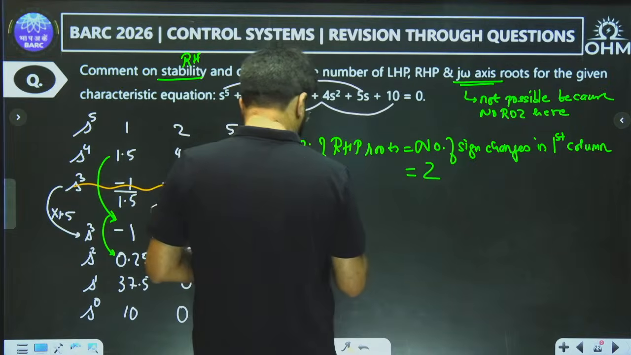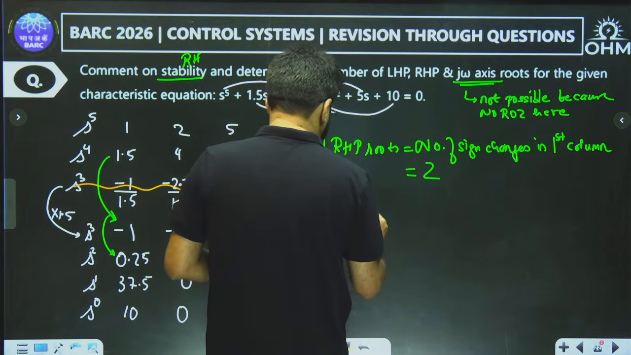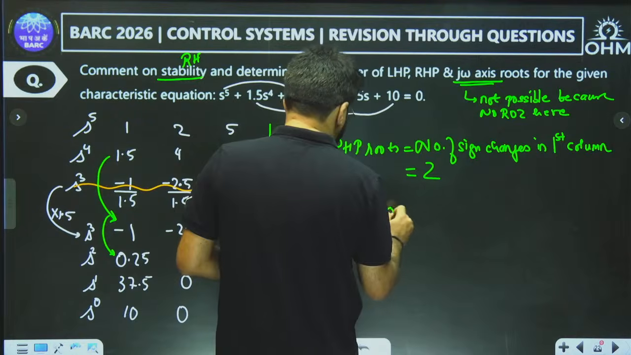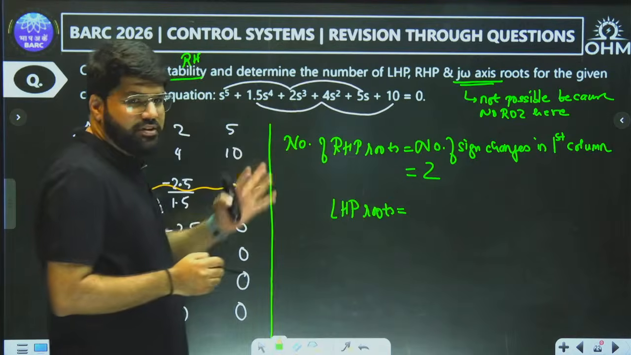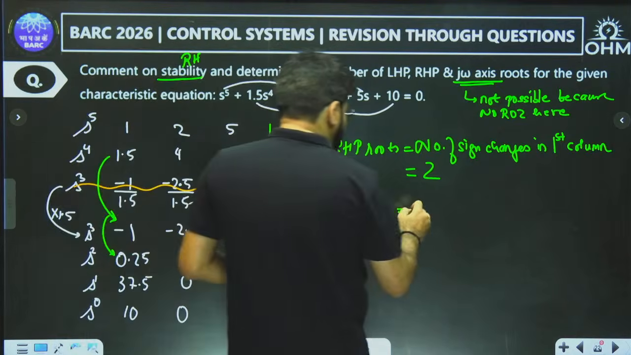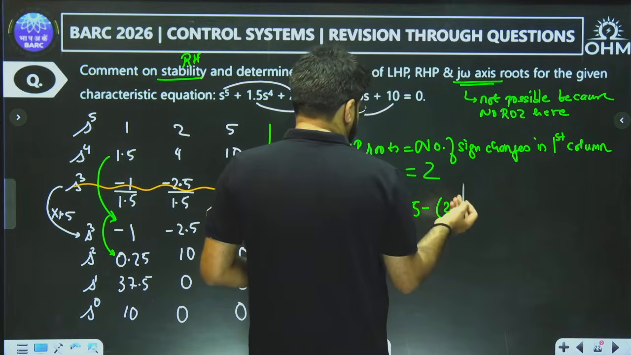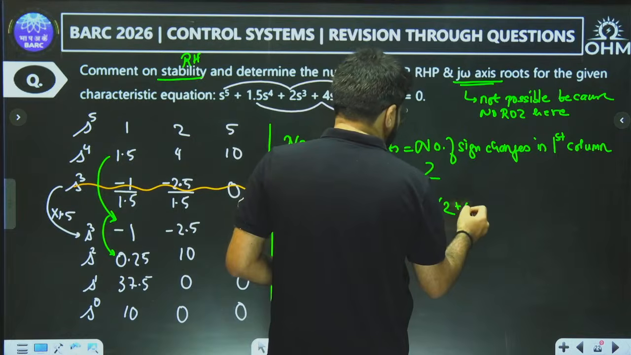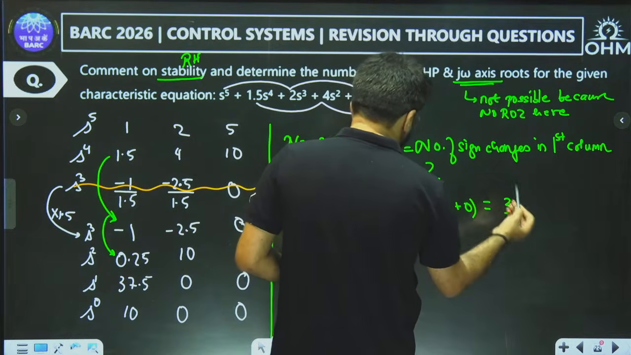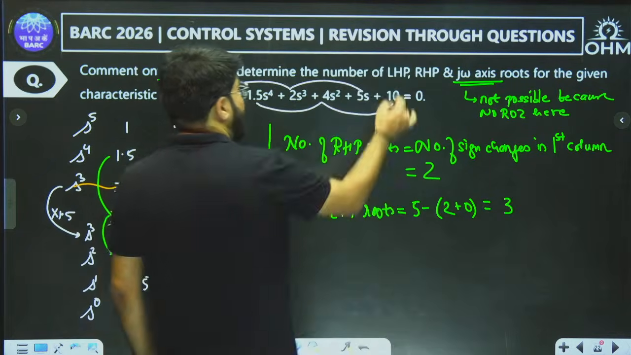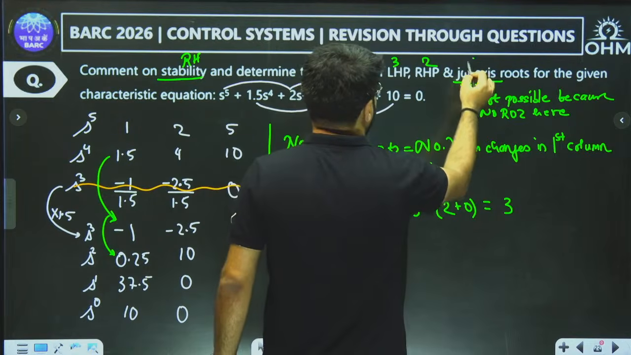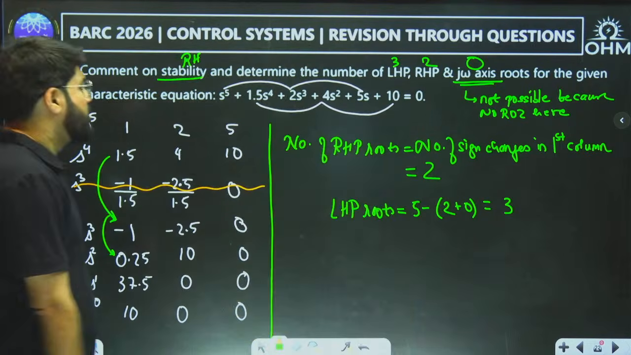So how many LHP roots? What is the degree of the equation? It's a fifth, 5 degree. Okay, degree is 5. 5 minus how much? 2. Okay, 5 minus 2, there is nothing on J omega, so the remaining 3 is on LHP. So LHP 3, RHP 2 and nothing on J omega. This is how the roots are classified.